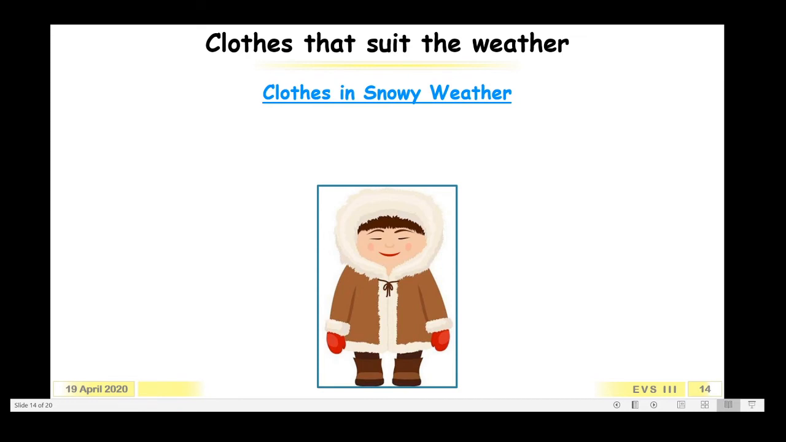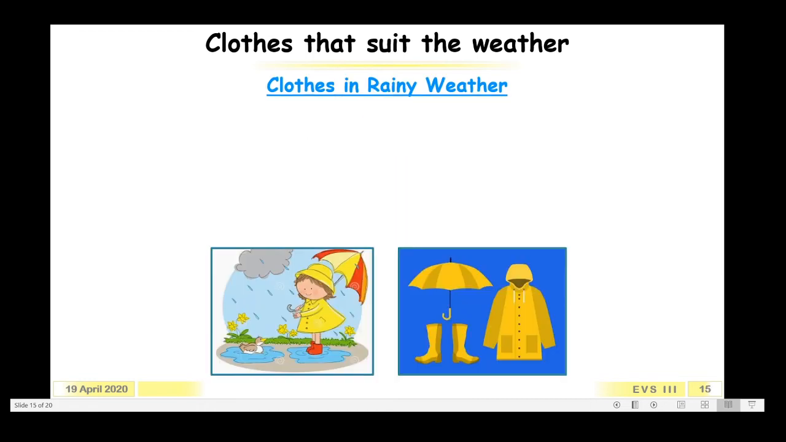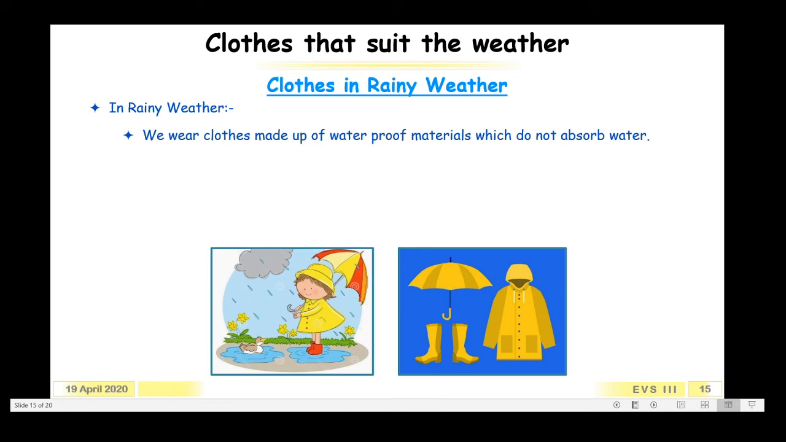Then we have clothes in snowy weather, right? So, in very cold and snowy weather, people wear clothes made up of fur to keep themselves warm. And now let us switch over to the rainy weather. Now, in rainy weather, we wear clothes made up of waterproof materials which do not absorb water. So, they are waterproof. That means they do not absorb water. These clothes also dry up quickly.